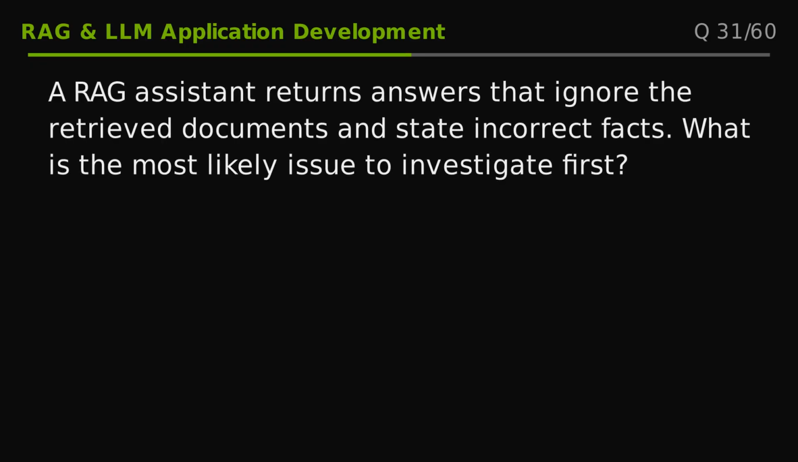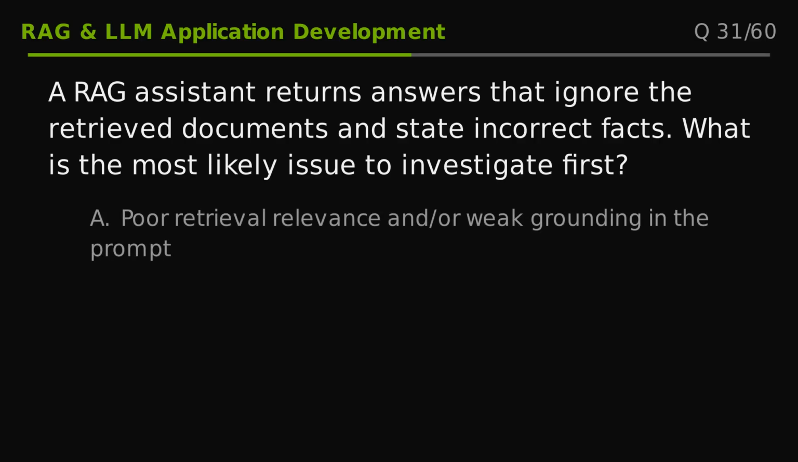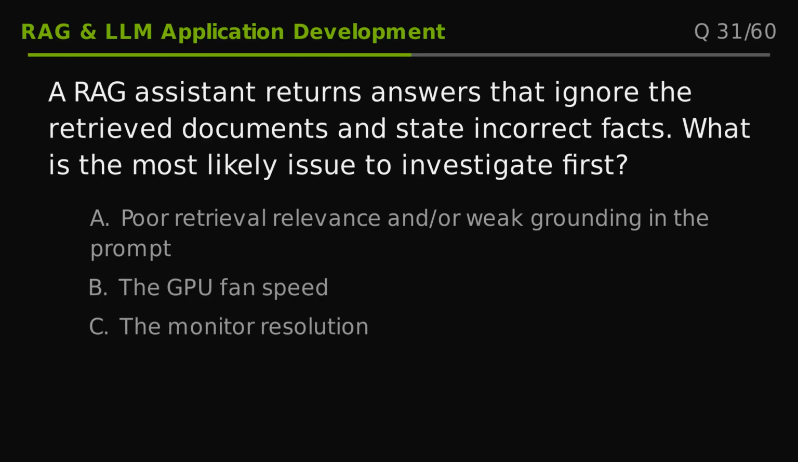Question 31. A RAG assistant returns answers that ignore the retrieved documents and state incorrect facts. What is the most likely issue to investigate first? Option A. Poor retrieval relevance and/or weak grounding in the prompt. Option B. The GPU fan speed. Option C. The monitor resolution. Option D. The color theme of the UI.